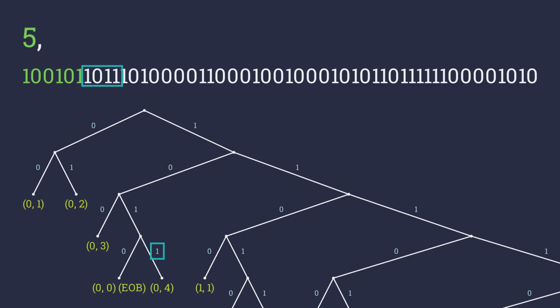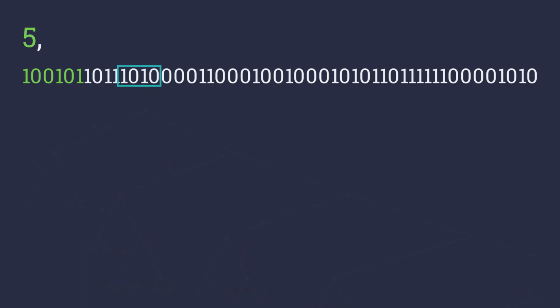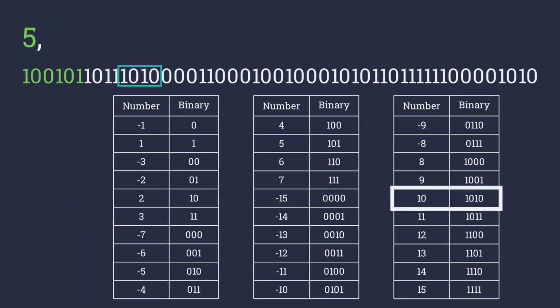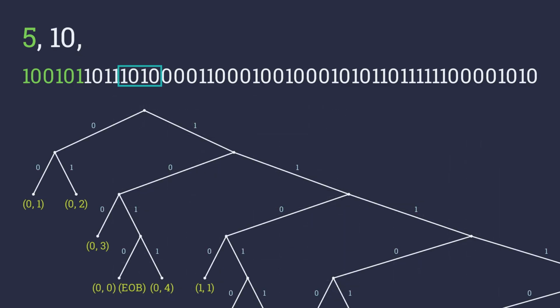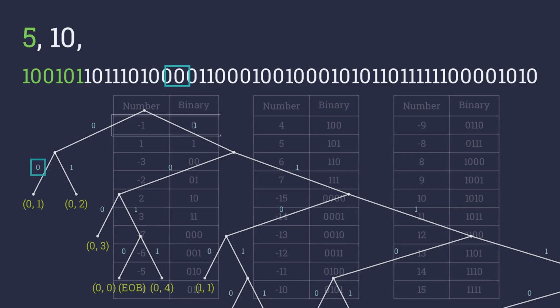The next 4 bits 1011 have a value of 0,4 in the tree. This tells us we do not need to add any zeros in the sequence, and the coefficient we are currently decoding is 4 bits long. This means analyzing the next 4 bits gives us the value 10. Now let's just enjoy the decoding process for a moment.